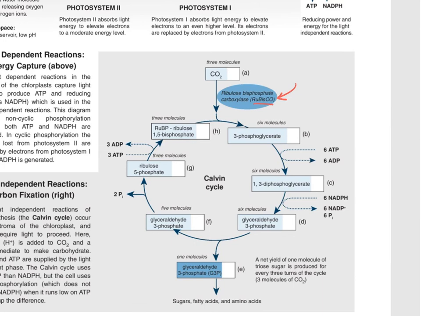Rubisco is the enzyme that captures CO2 and allows the Calvin cycle to do what? Make sugar. That's what the Calvin cycle is going to do. It needs to put that energy that photosystem 2 and photosystem 1 captured from the sun into the chemical bonds that make up sugar. That's why sugar has so much energy, because the plants put the energy from the sun into sugar. So it takes the CO2 in from the air.